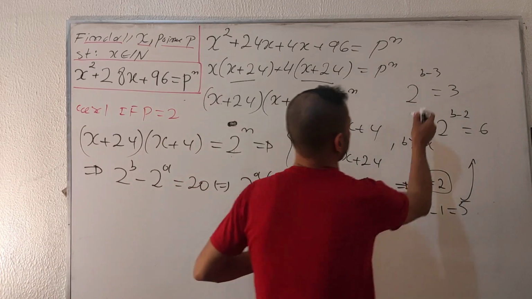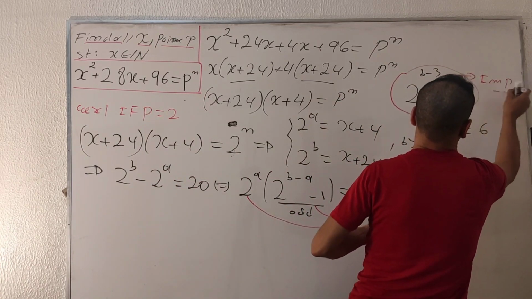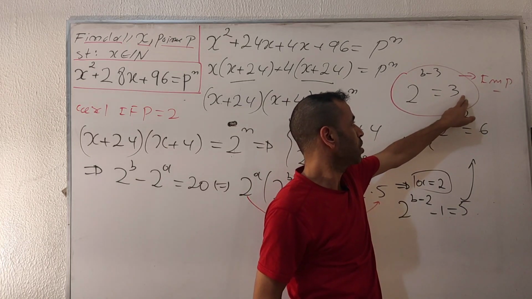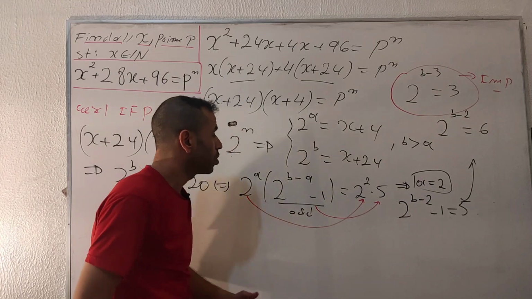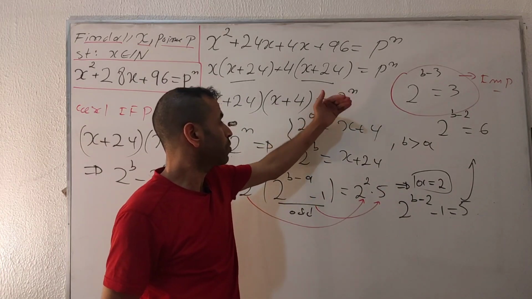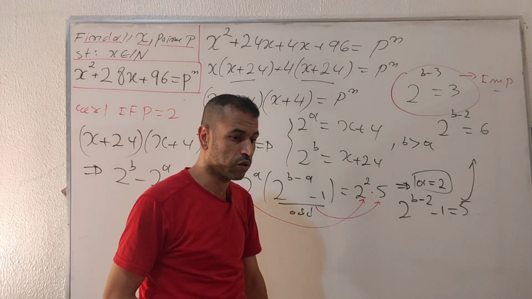But this one, it's strictly impossible. The right hand side of this equation is not a power of 2, which is impossible. Which means even prime in this situation is not available. So we are going to look for odd prime.